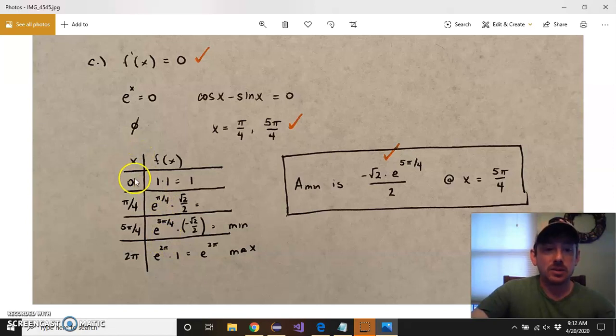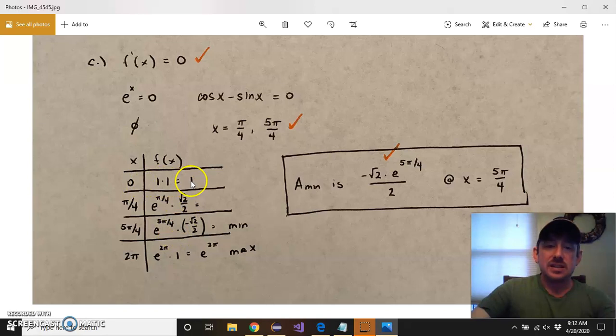needed to set up a table that included all the candidates, meaning the critical numbers pi over 4 and 5 pi over 4, as well as the endpoints 0 and 2 pi. And then carefully plug all 4 of them into the original function f. So be sure you're labeling your table here. Here are your 4 x values. Here are your 4 f of x values.